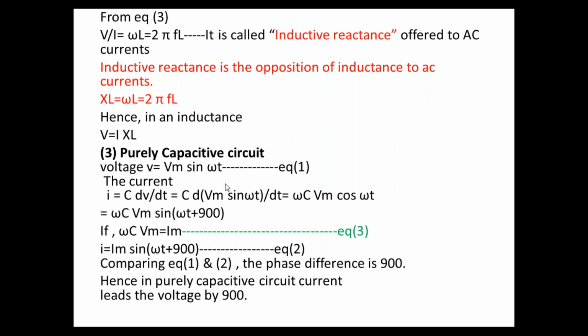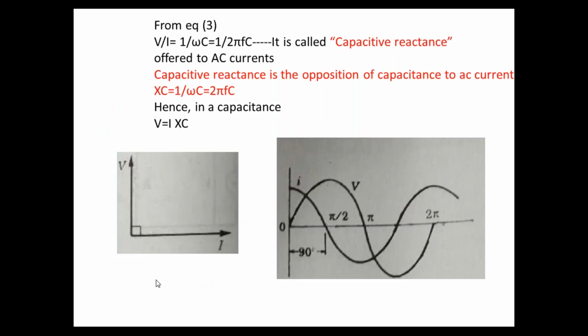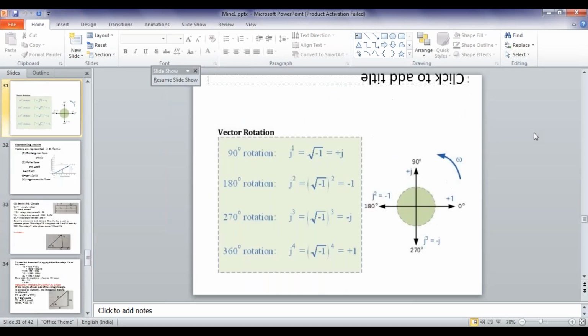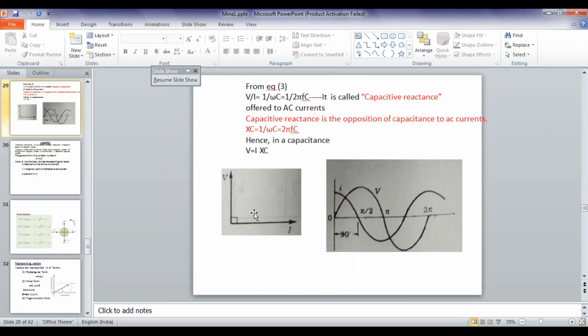Similarly, for the case of a pure capacitor, the current waveform is going to be leading the voltage waveform by 90 degrees. Therefore, in the case of the capacitor also, the power factor becomes 0, because cos 90 is equal to 0.